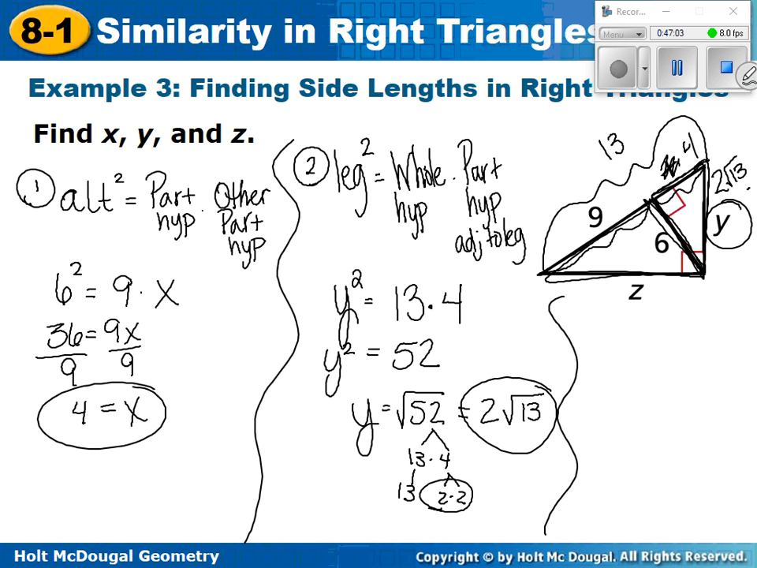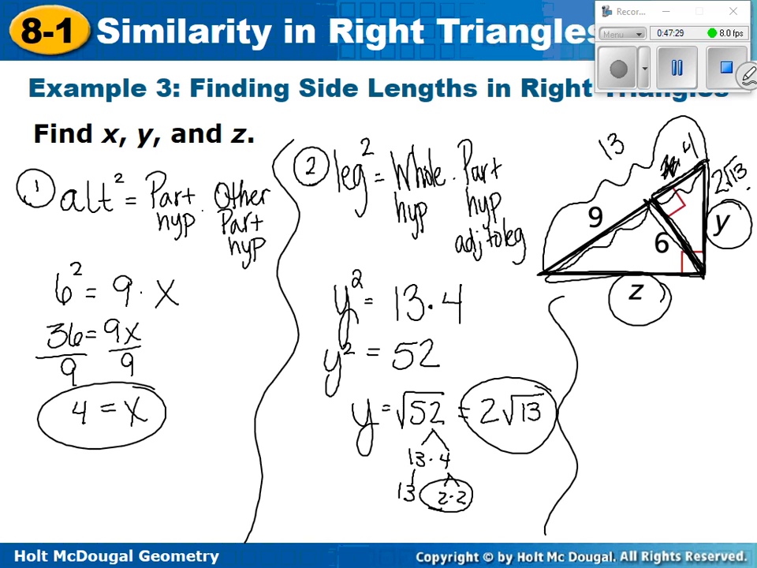So Ree says, could we not just do Pythagorean theorem on this triangle using 9, 6, and z? Yes, you could. But again, I'm not going to do Pythagorean theorem because I want us to practice the shortcuts today. The more we practice those, the better we're going to get. So what is z in terms of my shortcuts? Is it an altitude, a leg, hypotenuse, part of the hypotenuse? It's a leg. Remember, a right triangle has 2 legs and 1 hypotenuse.